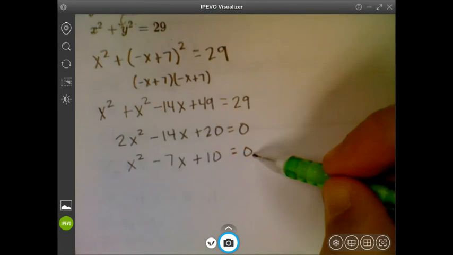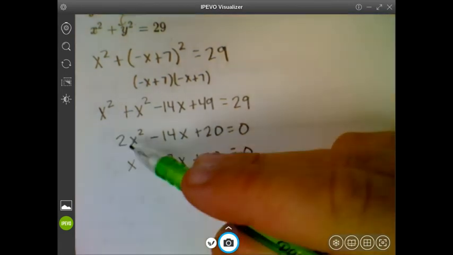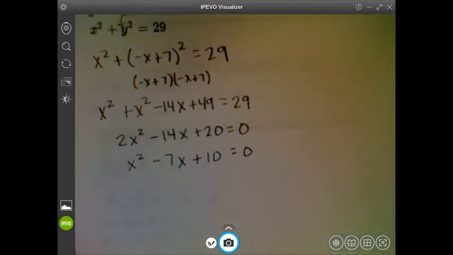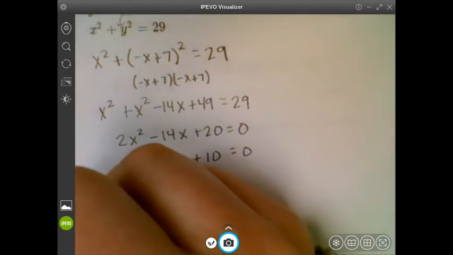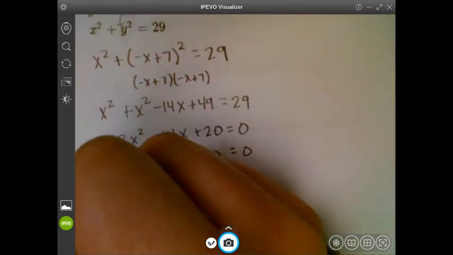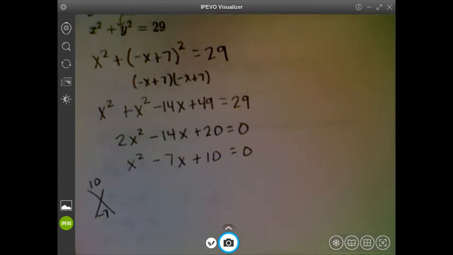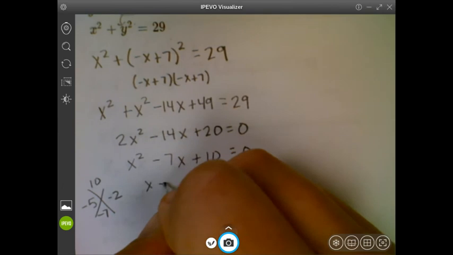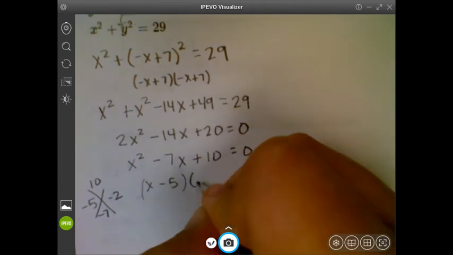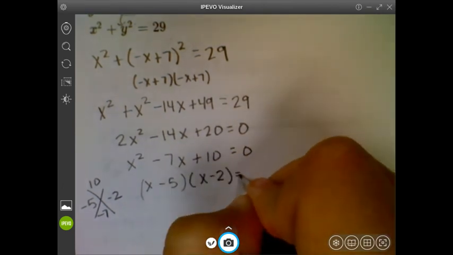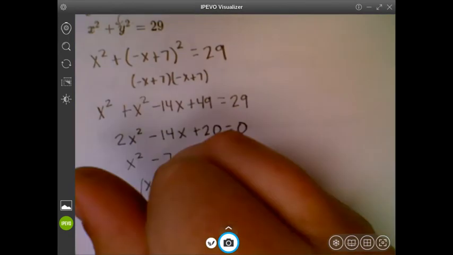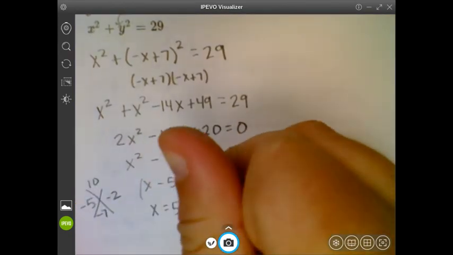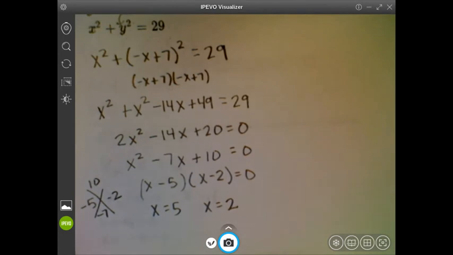And this one is a lot easier to solve than this one because of the 2 being gone in the front. It factors, multiplies to be 10, adds up to be negative 7. That's negative 5 and negative 2. So we have x minus 5, x minus 2 equal to 0. So x would be 5 and x would be 2. So we will have 2 solutions here. One when x is 5 and one when x is 2.